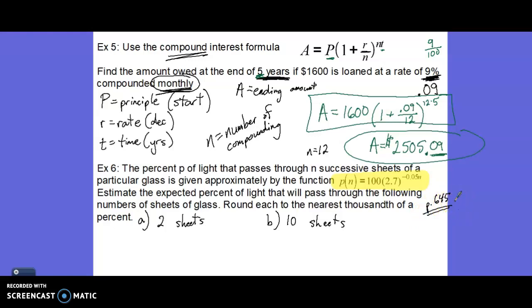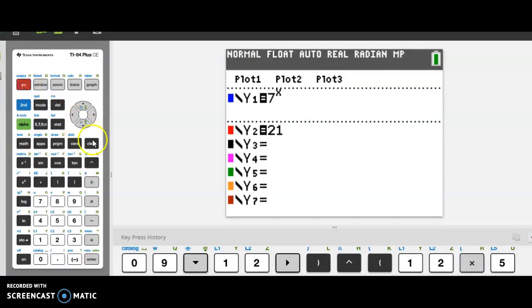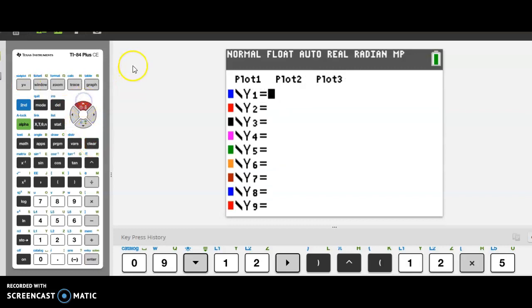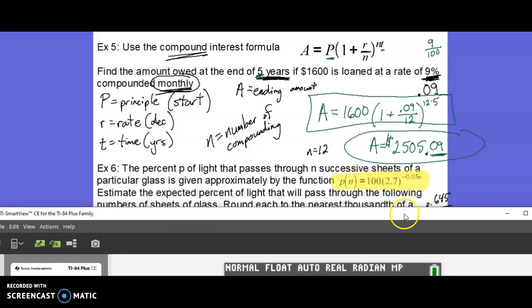So what you could do is you could just plug in 2 in for n or 10 in for n. But because they want you to do this twice, I do want to show you a trick with a calculator. If you go to your y equals, let me clear this stuff out, and you type in that same equation, 100, and you can make it look exactly like the problem in the book. You just might need to put parentheses around your exponent. Whoops, negative 0.05. And I'm going to use x instead of n. And you can double check that that's the same equation. And it is.